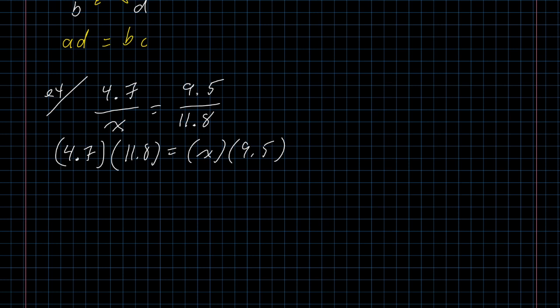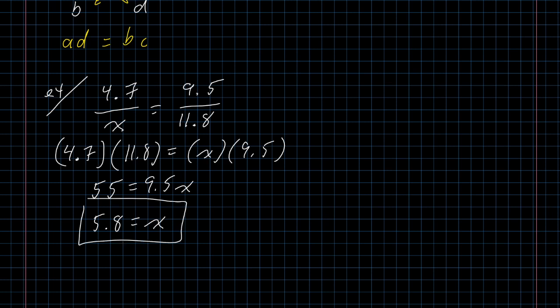My calculator tells me that 4.7 times 11.8 is 55.46, but since I really only have two significant digits, I'll round it and call it 55. Then I get x by itself by dividing both sides of the equation by 9.5, which my calculator tells me is about 5.8. As we talked about with solving equations, the fact that the x is on the right side of the equation really plays no part in this whatsoever. It is perfectly fine, and that is our solution.